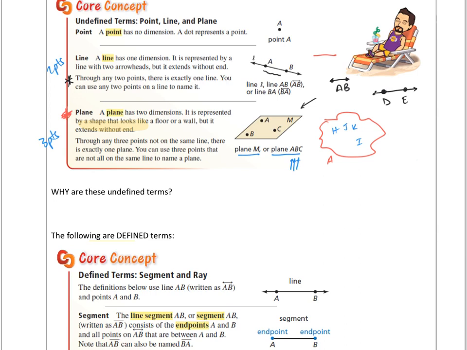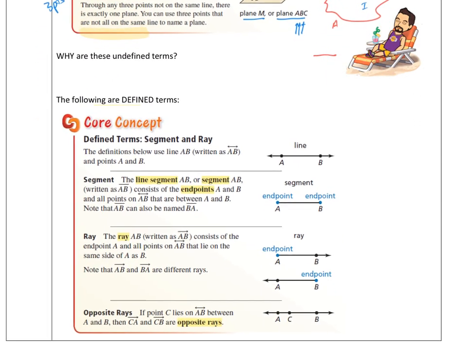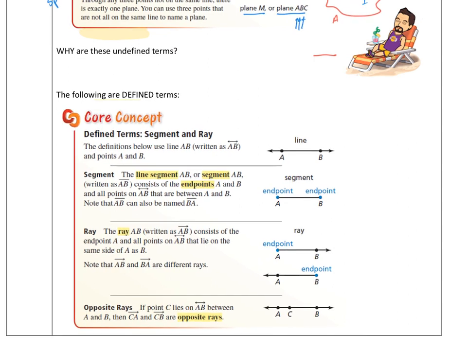And they are undefined because they don't have size, they don't have a shape. They could be big, small, thick, thin. So that's the reason there. All right, so now moving on to some terms that are defined. So over here, let's move some of this out of the way. These are defined terms in geometry.